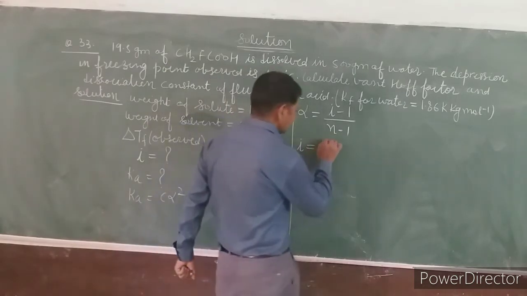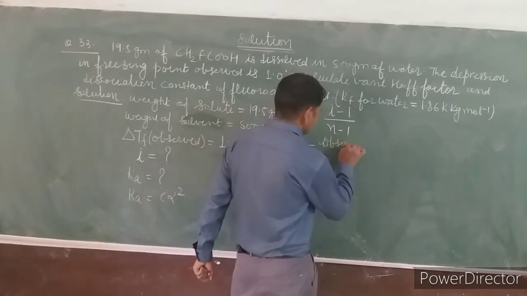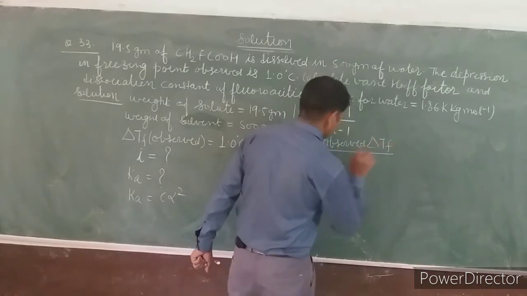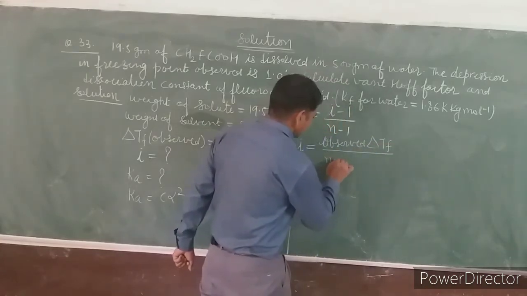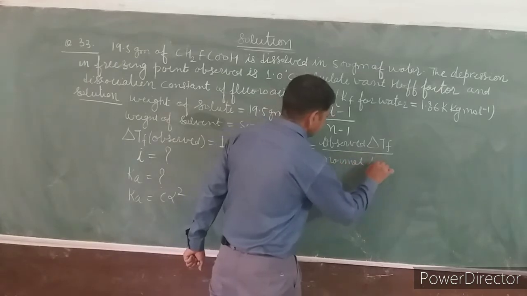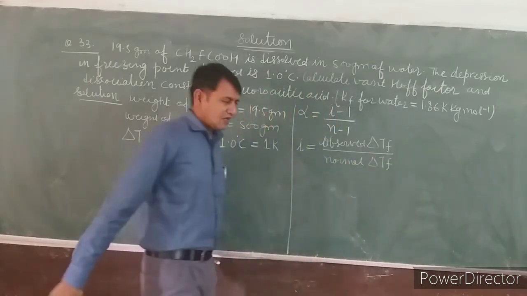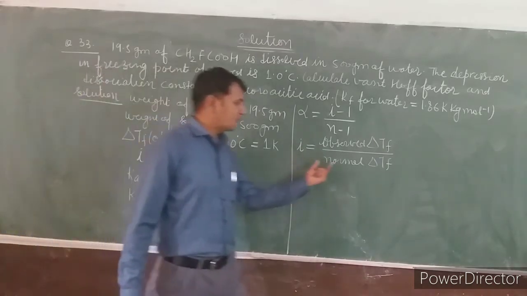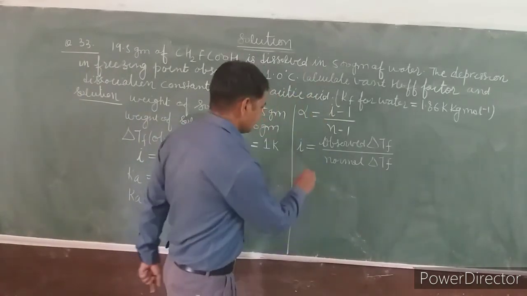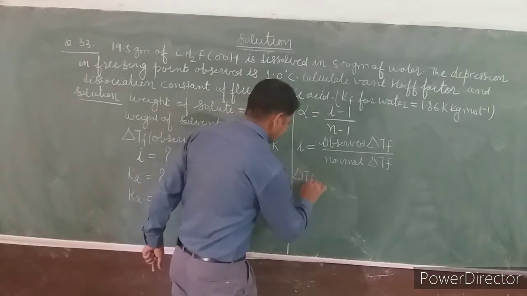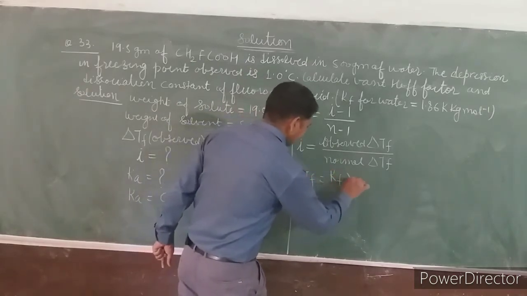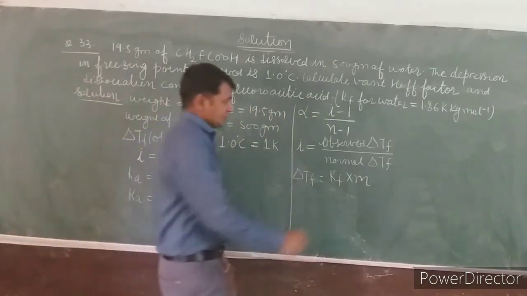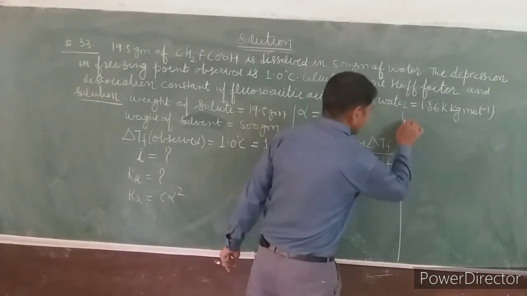So i is equal to observed del Tf upon normal del Tf. Observed del Tf we have the value, but we do not have normal del Tf. For the calculation of normal del Tf, the formula is Kf into molality. So the next challenge is to calculate molality.